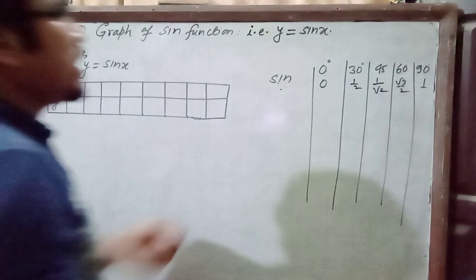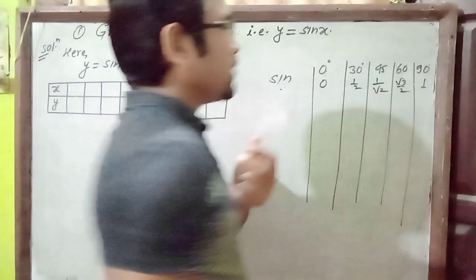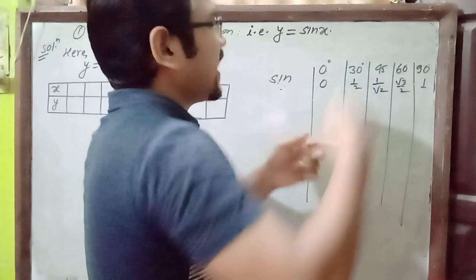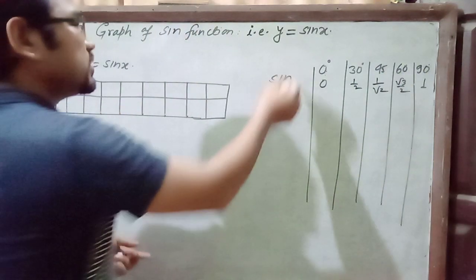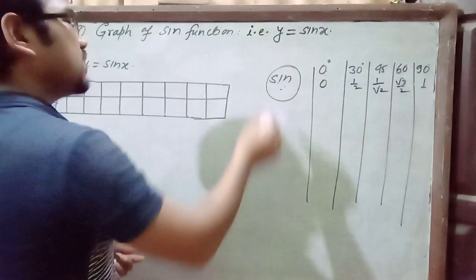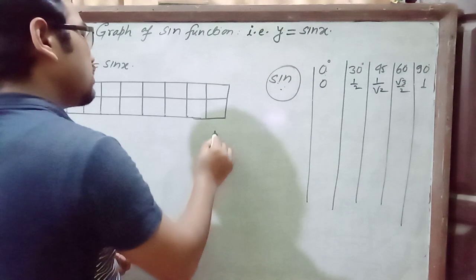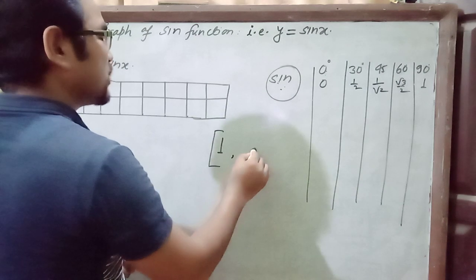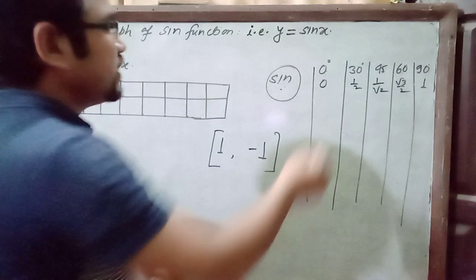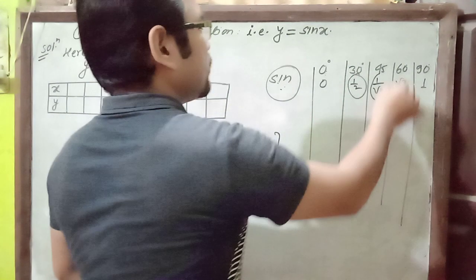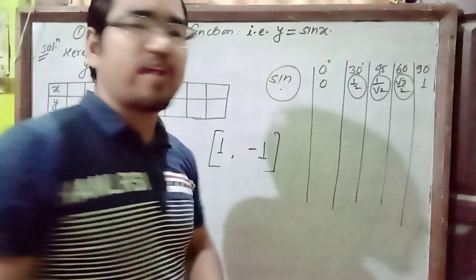Okay, then like this many more values we can find for 90, 120 and so on. If we find many more values, then the values of this sine function always belong between 1 and minus 1. So here 1 by 2, 1 by root 2, root 3 by 2 are fractional numbers which are less than 1.